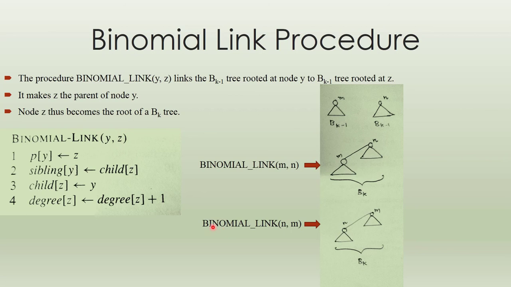One more example is there. Binomial link n comma m. In that case, m is the second parameter. M becomes the root node of the B k tree.